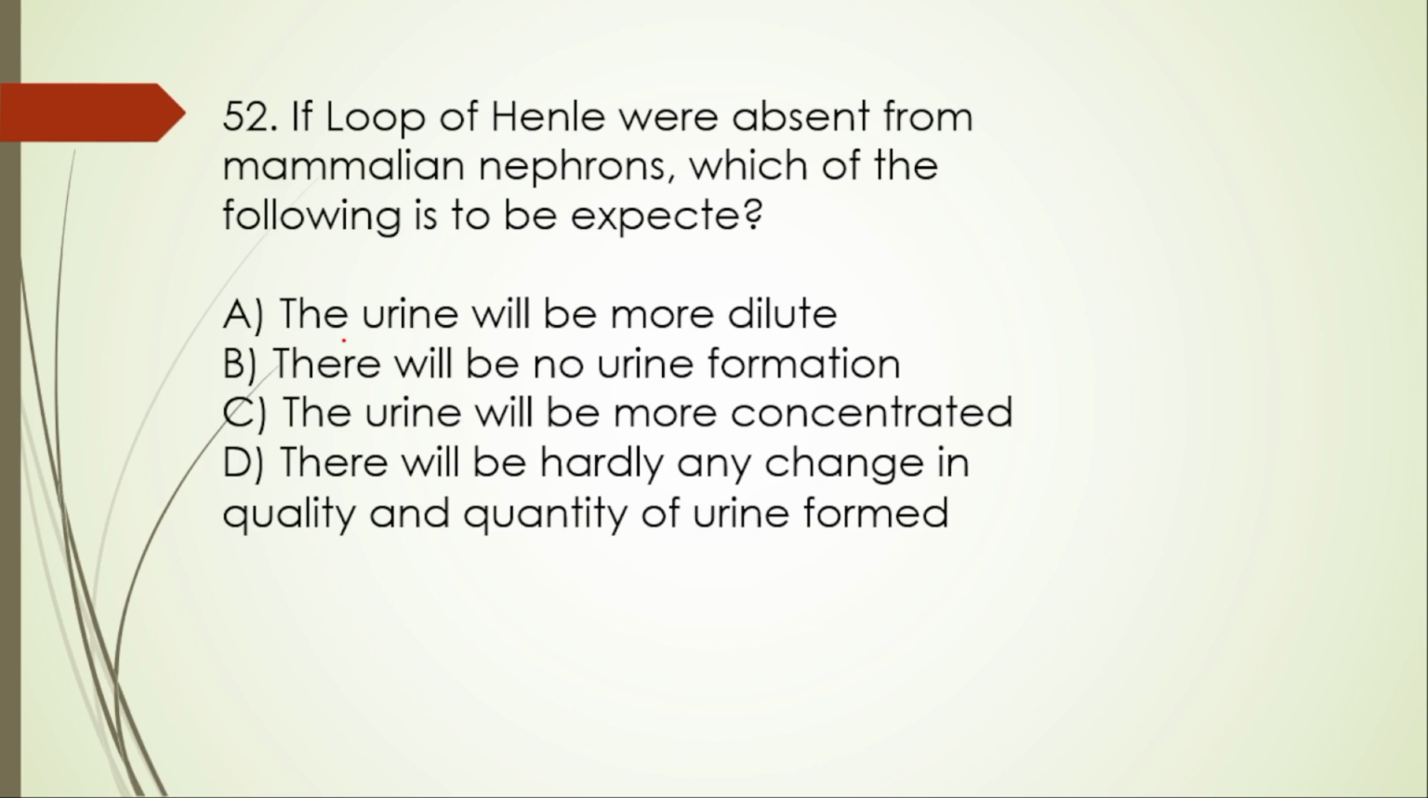52nd question. If the loop of Henle were absent from the mammalian nephron, which of the following is to be expected? A. The urine will be more dilute. What? The urine will be more dilute. This one itself is right. B. There will be no urine formation. C. The urine will be more concentrated. And then D. There will be hardly any change in the quality and quantity of the urine formation. So for the 52nd, the right option is option A.